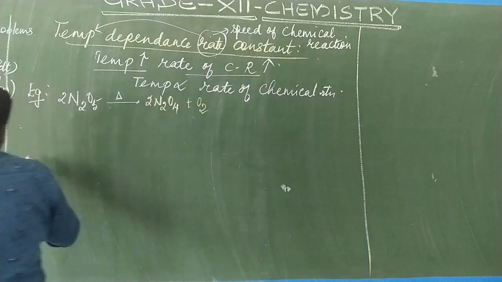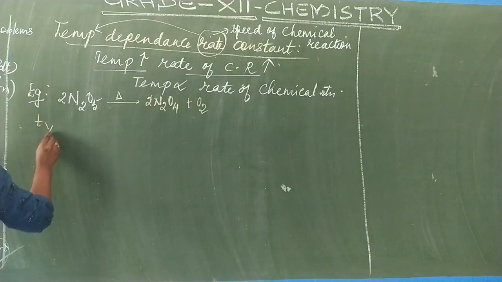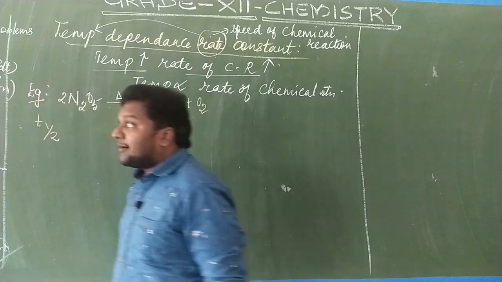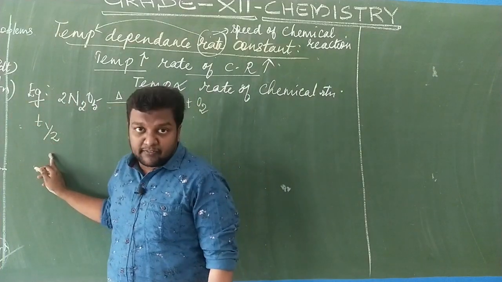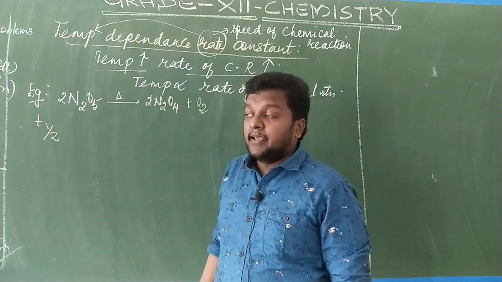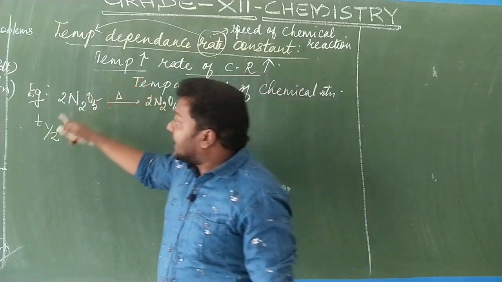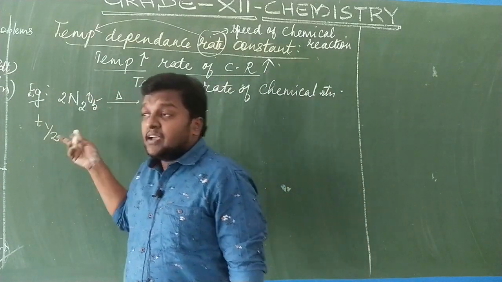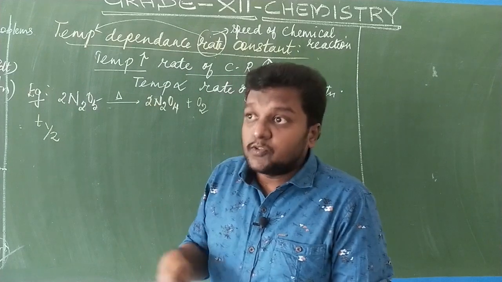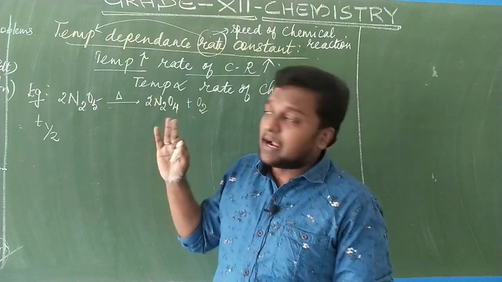Now, to complete t half of the reaction. What is meant by t half? t half is nothing but half life. What is meant by half life period? Half life period is the time taken to reduce the initial concentration of the reactant to 1/2 of its concentration.